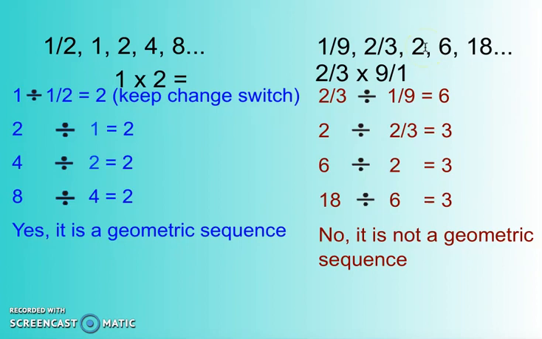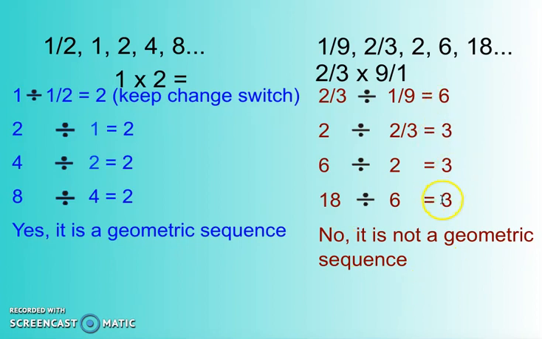Then if we look at the following term, that would be 2. 2 divided by 2/3 gives us 3. Now I want you to notice that that is a different quotient than what we had before. The first quotient that we got was 6. Now it is 3. And notice it remains 3. However, the 6 is different than the rest. And so because of that, this is not a geometric sequence.